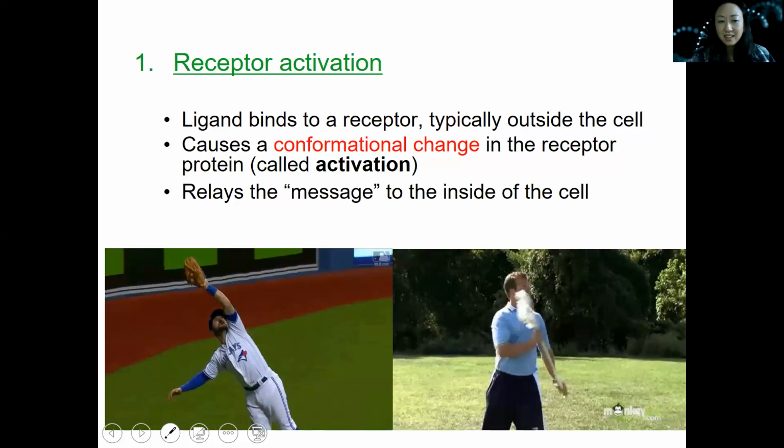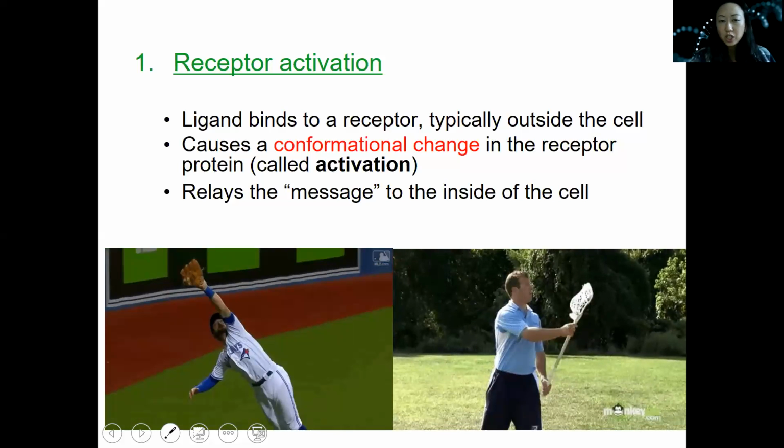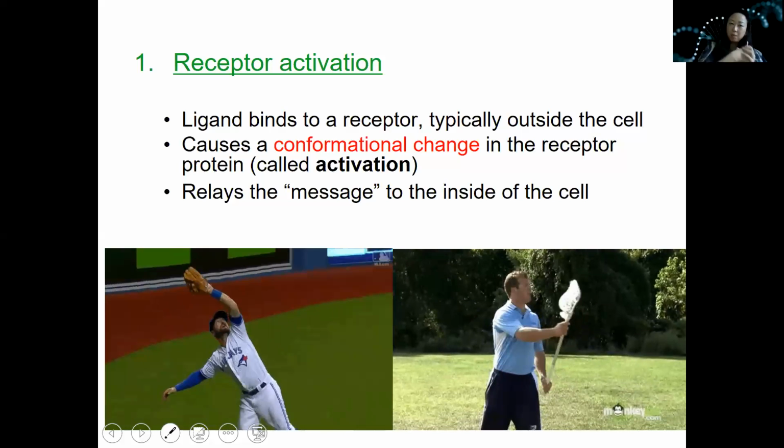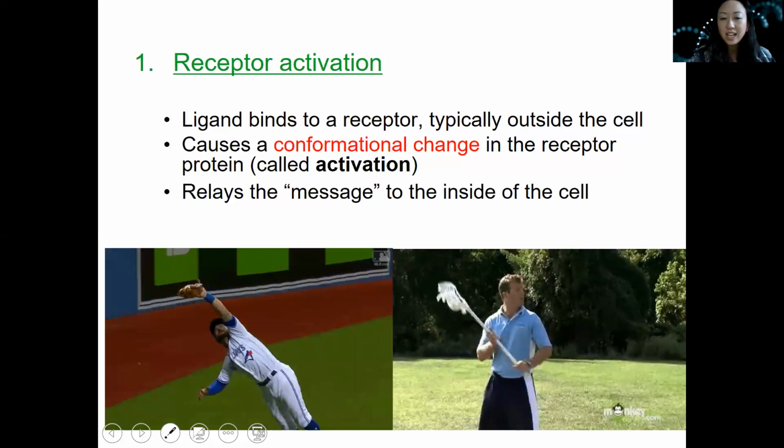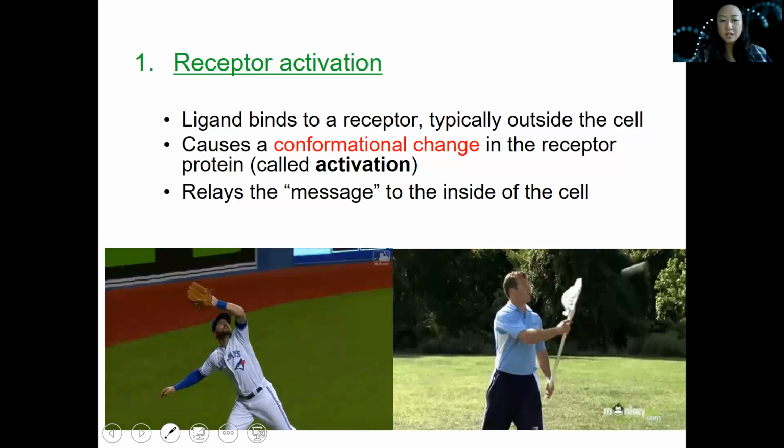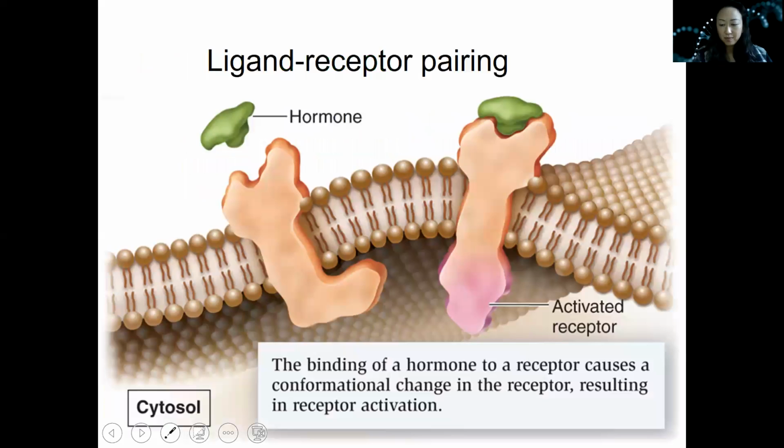And then after this receptor activation, this message coming in is now going to relay inside of the cell. So we move to number 2, okay? This is just a picture from the textbook showing you a ligand coming in. And this is the receptor on the what? What is this? It's phospholipid, that's the membrane.